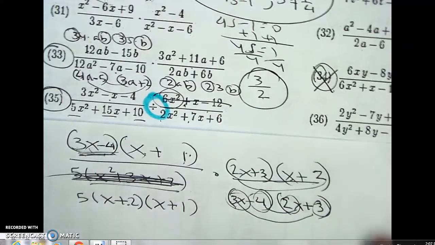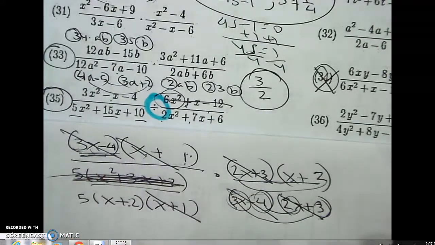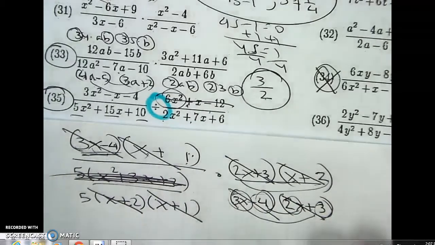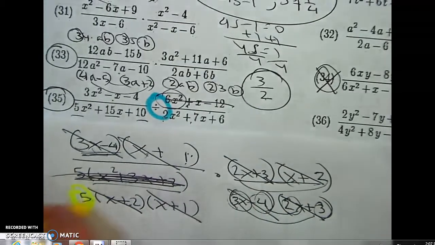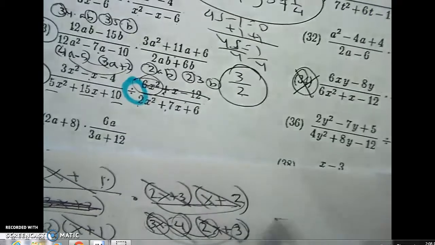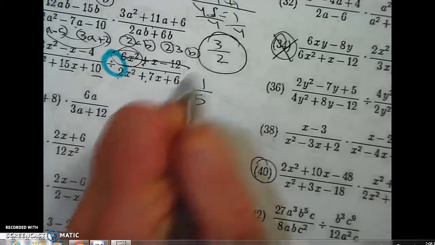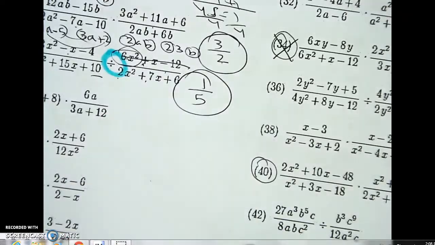All right, now I can start crossing off. 3x minus 4, 2x plus 3, x plus 1, x plus 2. Wow, it's a lot that crossed off. The only thing I'm left with is a 5 on the bottom. But since the 5 is on the bottom, I need to keep it on the bottom, which means I write it as a fraction. So number 35 is 1/5, no restrictions.